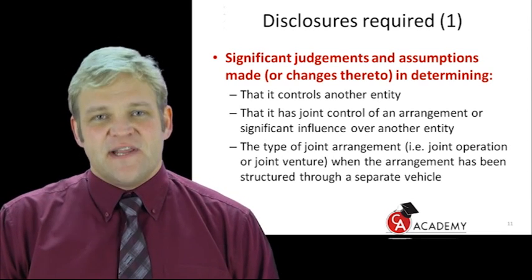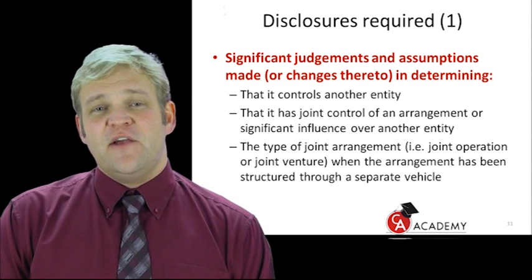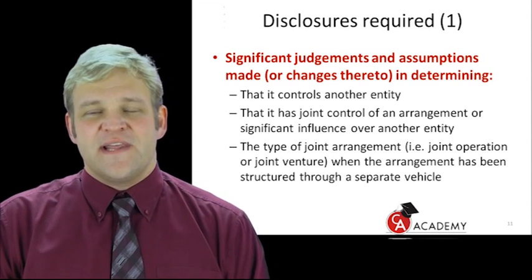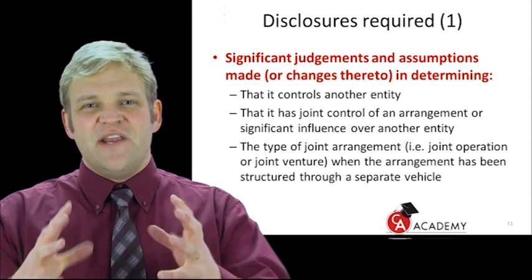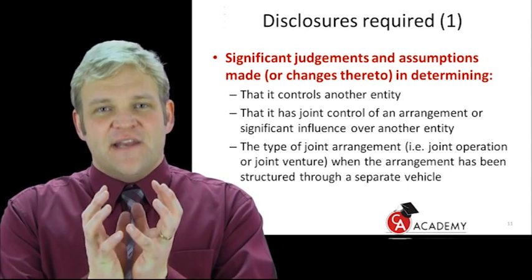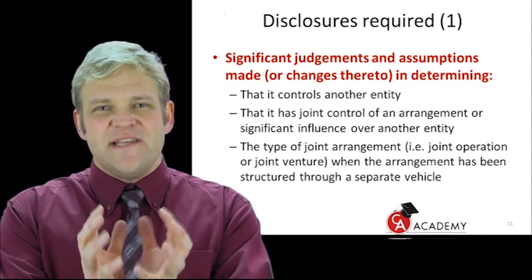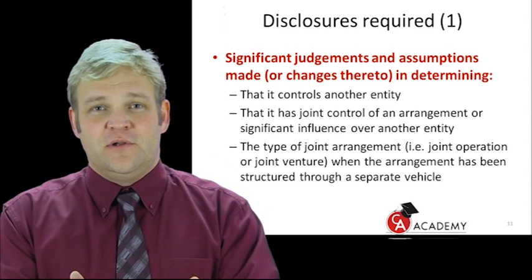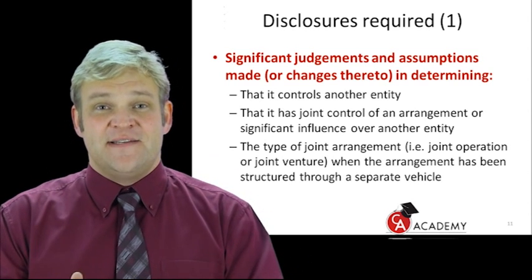So it's not unrealistic to provide these disclosures, and I think all of these disclosures will enhance the understanding of the user in respect of what is the effect of the fact that there's an interest in another entity. What's the effect of that on the group as a whole? All right, on the reporting entity as such.